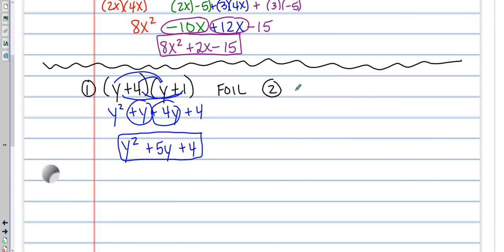Number 2, z minus 2 times z plus 6. Okay, go ahead and try this one on your own.